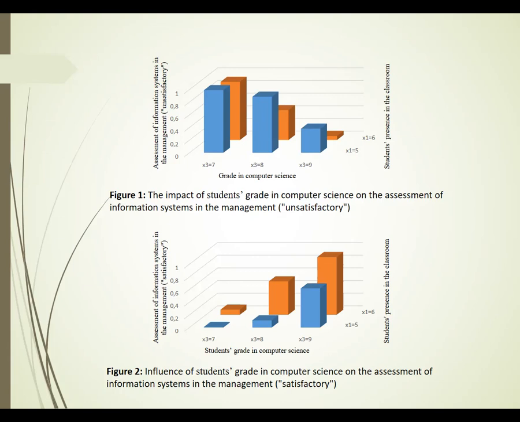We can say that the key to measuring student achievement is assessing student progress by measuring positive changes in the assessment of the student's living conditions and student's presence in the classroom, as well as gradual changes in grade in computer science.